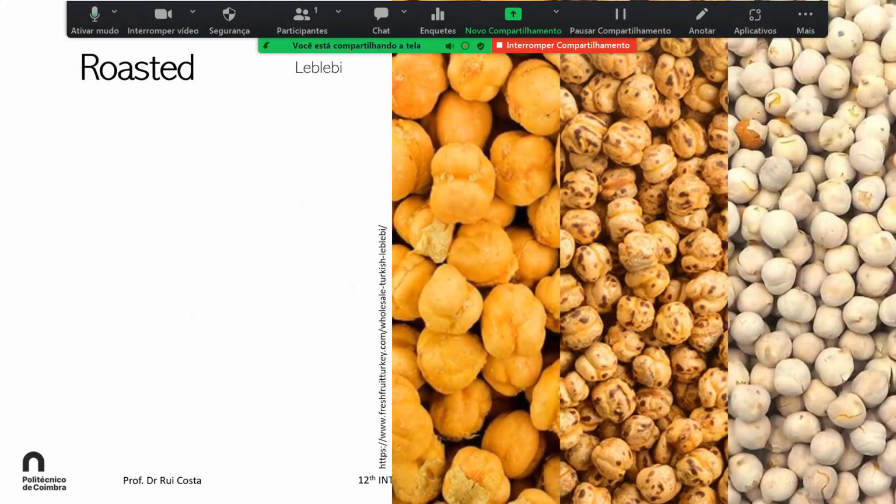Another example of these processes is the roasted pulses, and you probably know about leblebi. It's a Turkish product or of Turkish origin, but you can find it in many countries around Turkey, the Balkan countries, for example, Greece, and I don't remember, maybe Kazakhstan and their neighbors.